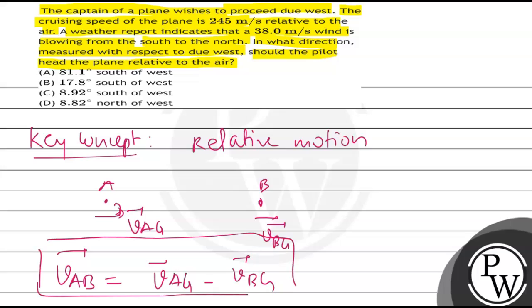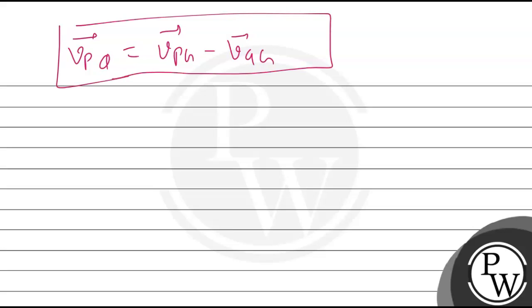For this question, we can write the velocity of plane with respect to the air is equal to velocity of plane with respect to the ground minus velocity of air with respect to ground. This is the formula that we are going to use to solve the question. And the next key concept is the direction representation on the Cartesian plane.